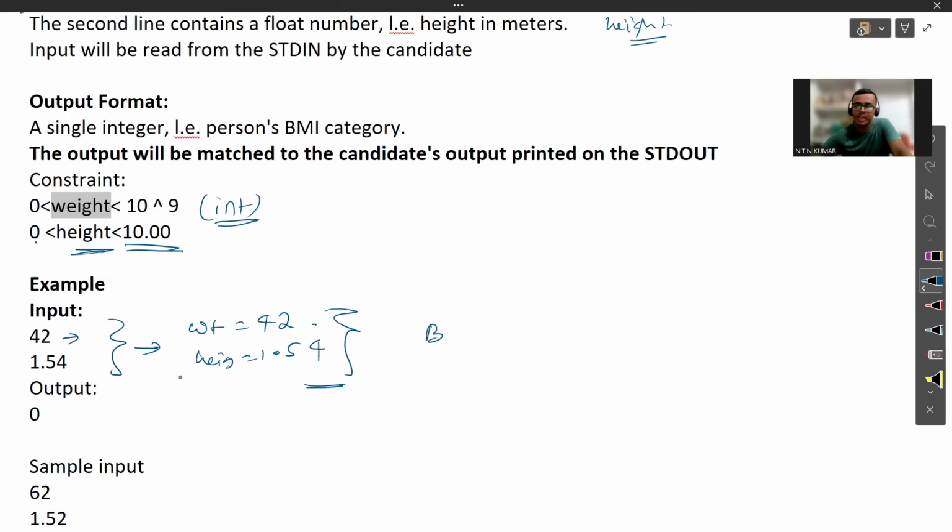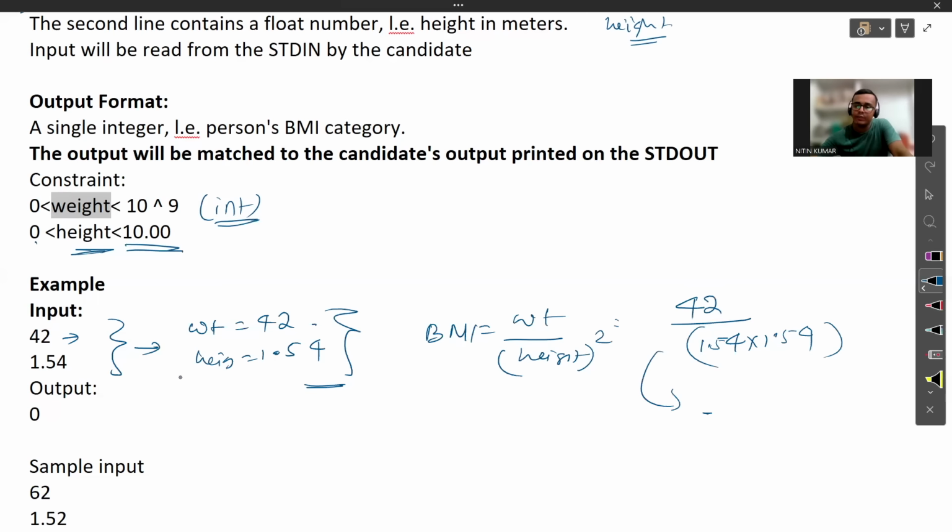Now what will be its BMI? The BMI formula would be weight upon height square. So weight 42 upon height, which is 1.54 into 1.54. Now if you calculate, it will come approximately 17.7. It would become approximately like this, so it will lie in this range only. So this is our resultant BMI that we have calculated.